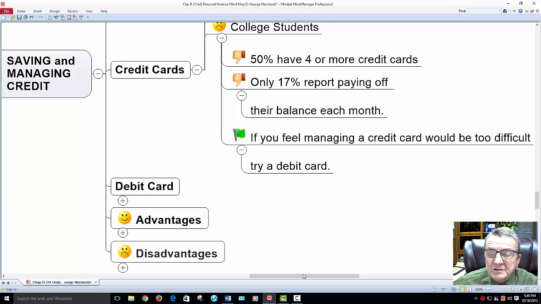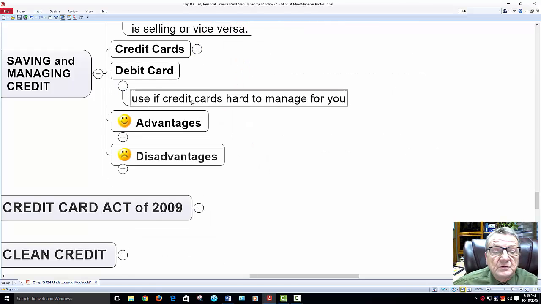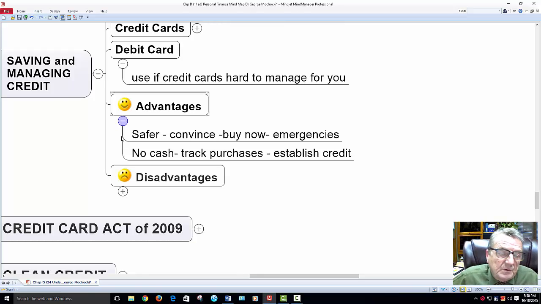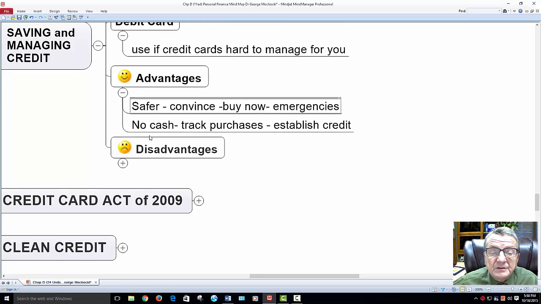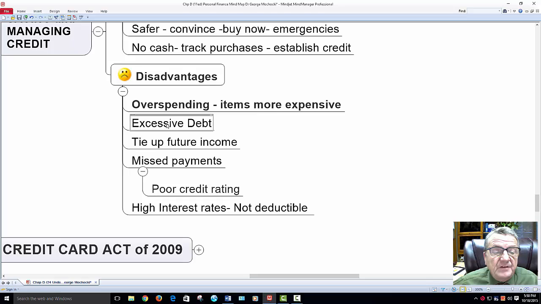Trust me. If you feel managing credit cards will be too difficult, try using debit cards. A debit card is like you have the cash or you don't. If credit cards are hard to manage for you, use a debit card. Advantages of debit cards or credit cards: basically safer, convenient, buy now, emergencies, no cash, track purchases, establish good credit. Disadvantages: excessive debt, tied-up future income.